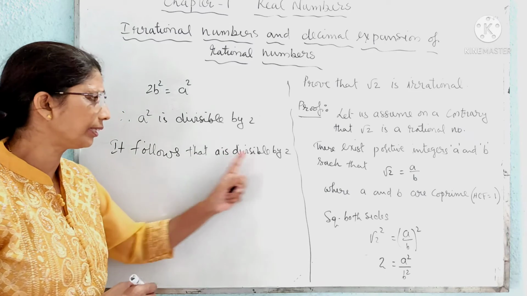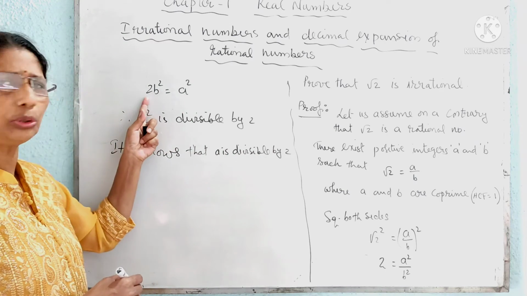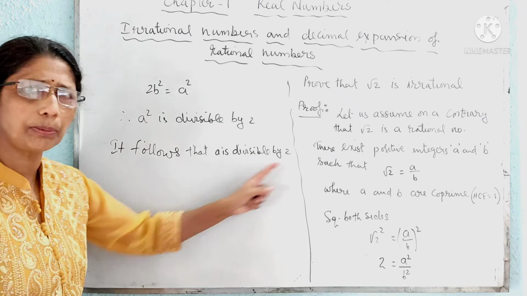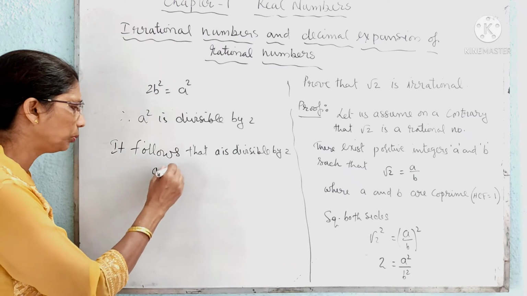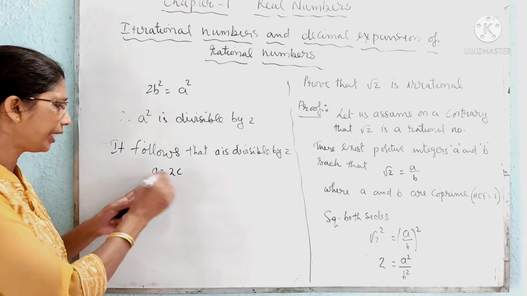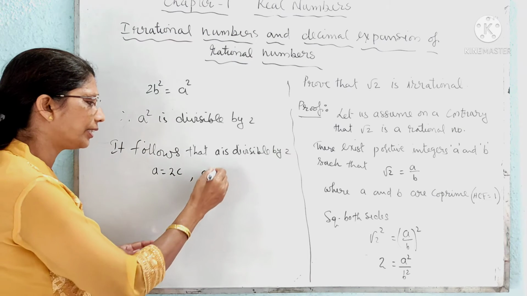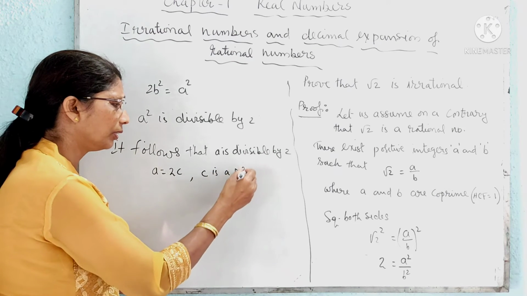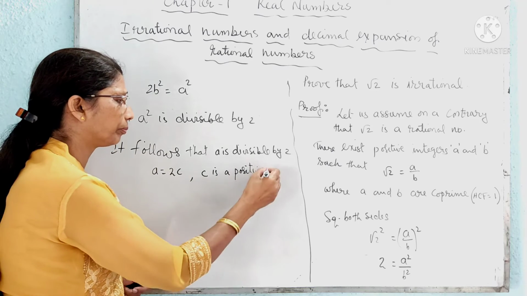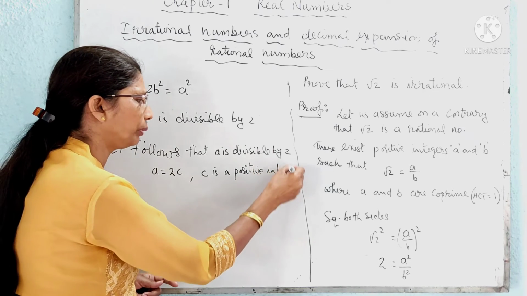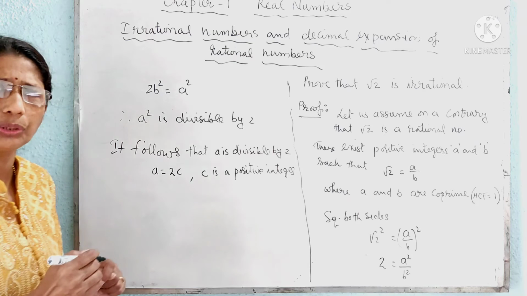अभी हमको इसको लिख सकते हैं तो A स्क्वायर इक्वल टू 2B स्क्वायर हो गया. अभी A डिविजिबल बाय 2 मीन्स A इक्वल टू 2C. हम लिखेंगे A इक्वल टू 2C मीन्स व्हाट इज C? C इज ए पॉजिटिव इंटीजर. C एक पॉजिटिव इंटीजर हो गया.